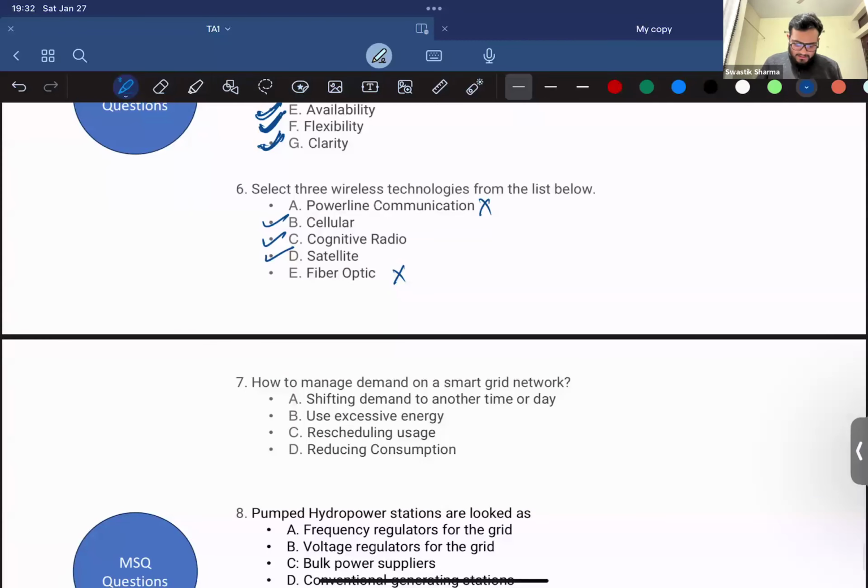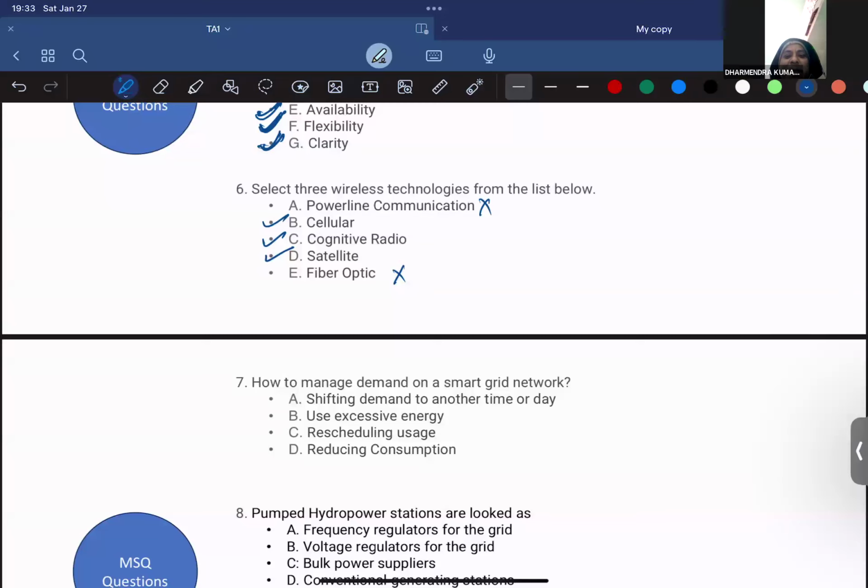Seventh question. How to manage demand on a smart grid network? Can anyone tell me? How can we manage demand on a smart grid network? Shifting demand to another time or day. Rescheduling uses. I'm not able to hear you. Can you tell it again?